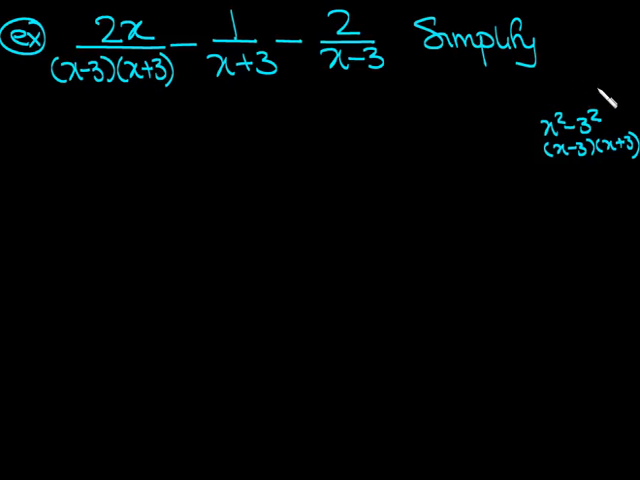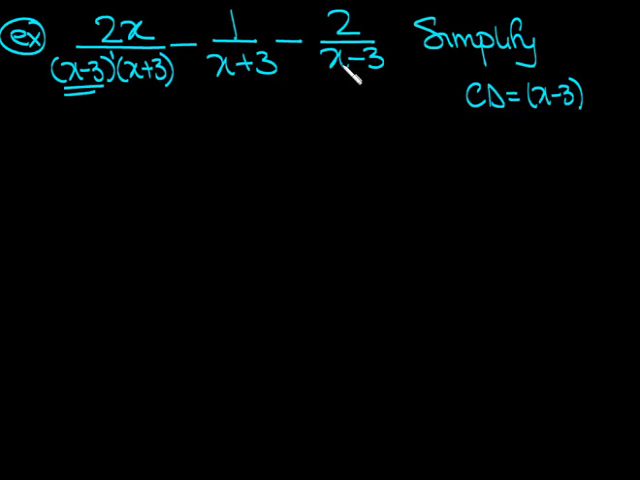So now I need my common denominator. So let's do that. What's my common denominator here? I have x minus 3. I take each factor to the highest power. I have x minus 3, highest power is 1. And then x plus 3, the highest power is also 1. So that's my common denominator.